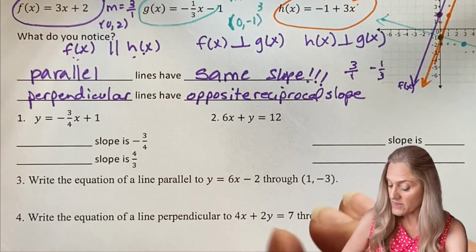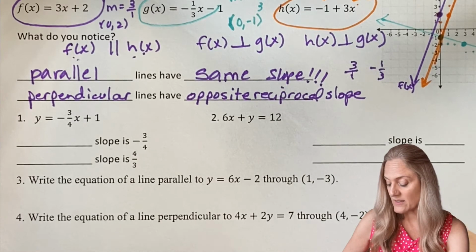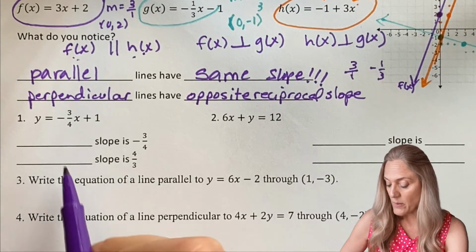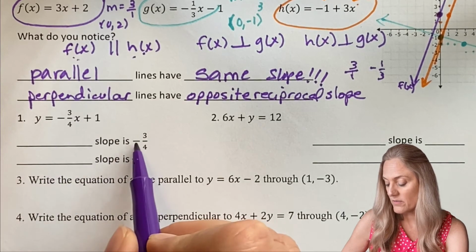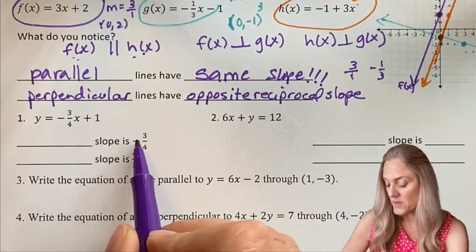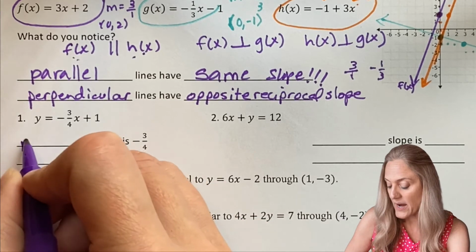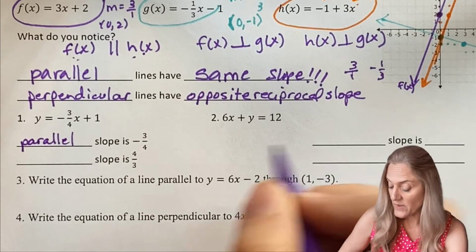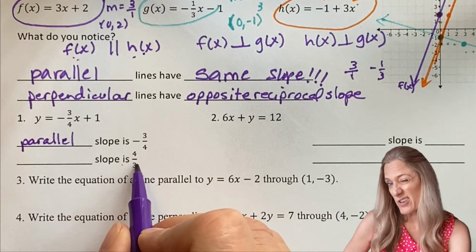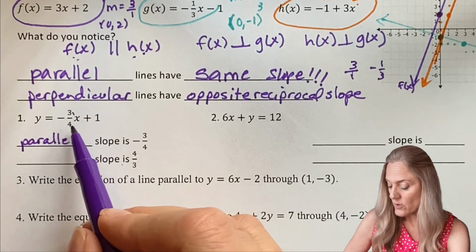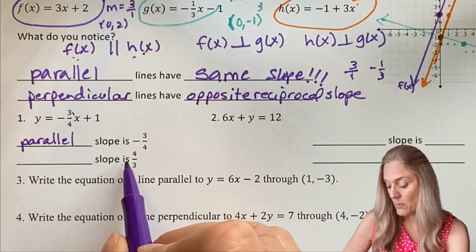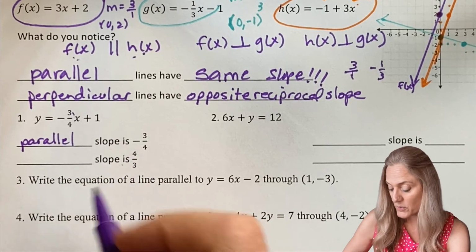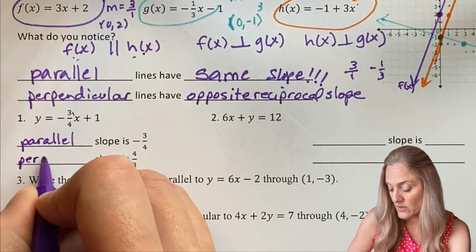On 1, we're given the line y equals negative 3/4 x plus 1. Therefore, I want to determine, is this going to be a parallel or perpendicular slope of negative 3/4? Well, if the slope is negative 3/4, that is parallel because it's the same slope. Down here, slope is 4/3. Well, what happened there? 3/4 has flipped, so it's the reciprocal, and instead of being negative, it's now positive. So this is the opposite reciprocal, so that means this is my perpendicular slope.